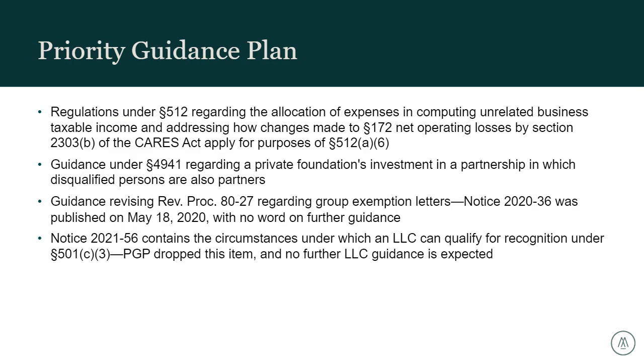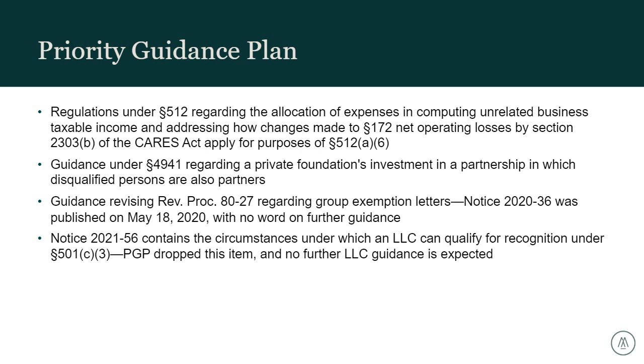So the priority guidance plan has four items here. Regulations under Section 512 regarding the allocation of expenses and computing unrelated business taxable income, and addressing how the changes made to Section 172 net operating losses from the CARES Act apply for the purposes of Section 512. We've been waiting for those, as well as the guidance under Section 4941 regarding a private foundation's investment in a partnership in which disqualified persons are also partners.